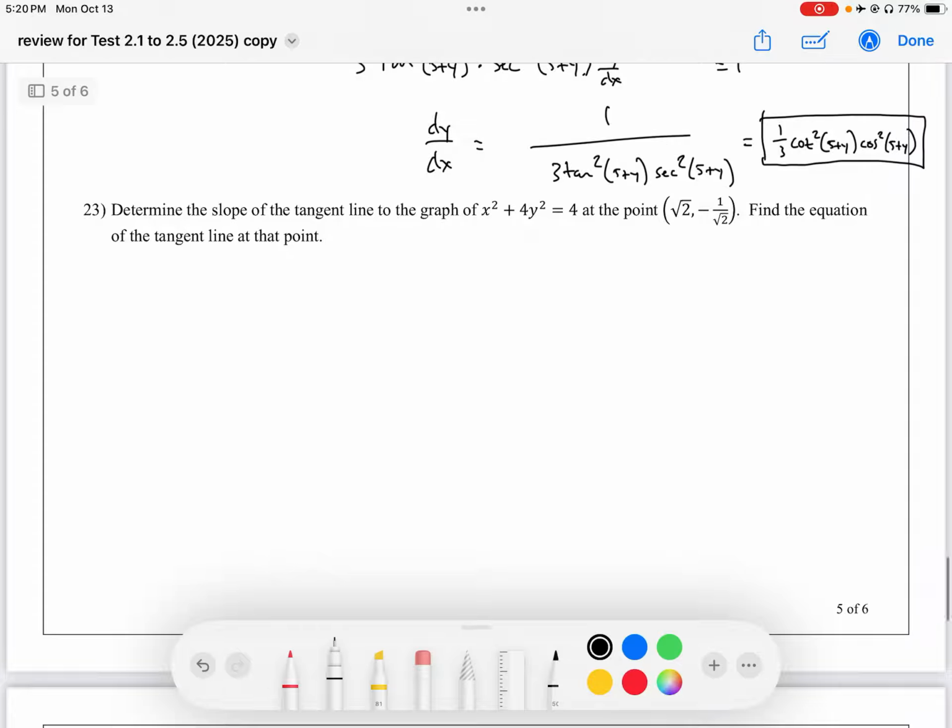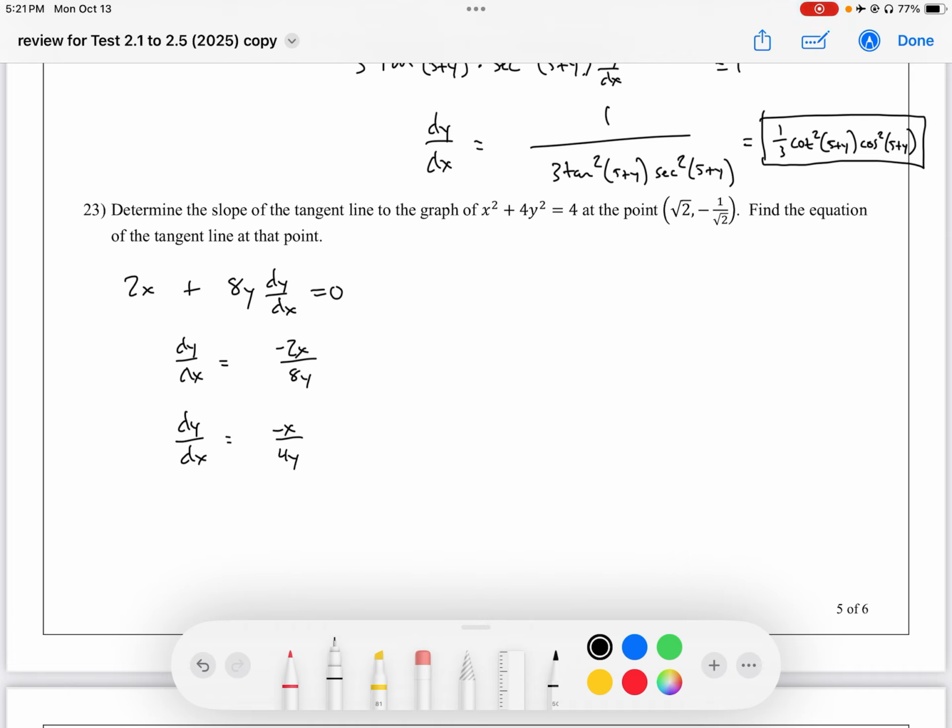Okay, finally, determine the slope of the tangent line to this graph at this point, and then find the equation of the tangent line at that point. Slope of the tangent line, we've got to find the derivative. Finding that implicitly, we get 2x plus 8y dy/dx equals 0. Do not solve this for y. That would be a mistake. You could do it that way, but it's not the most efficient way to do it. So we're going to get dy/dx is equal to negative 2x divided by 8y, or dy/dx is equal to negative x over 4y.